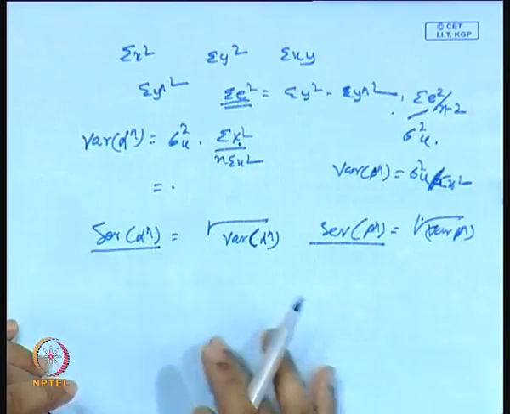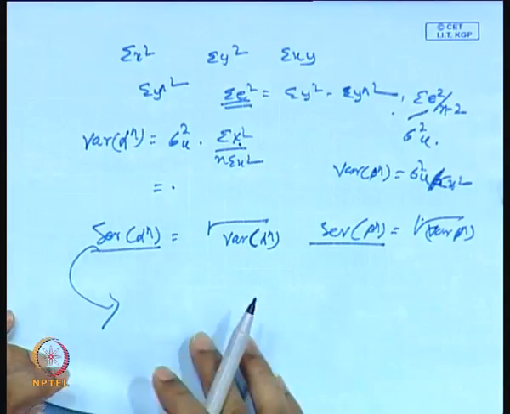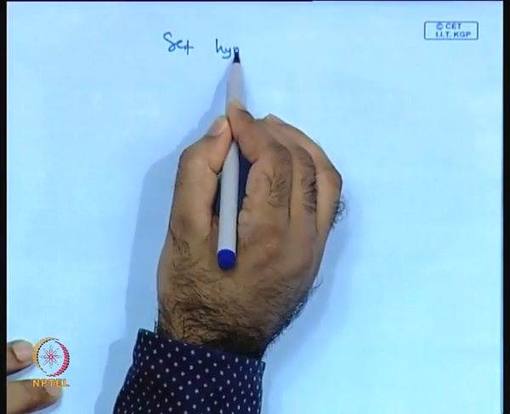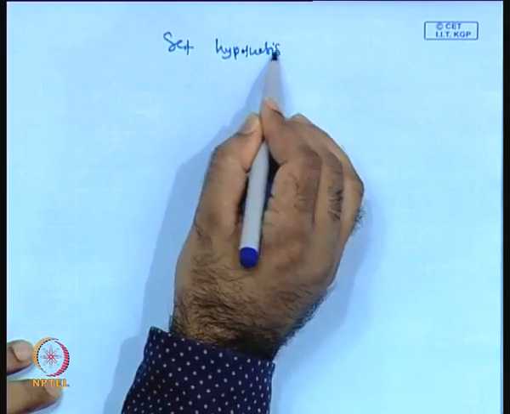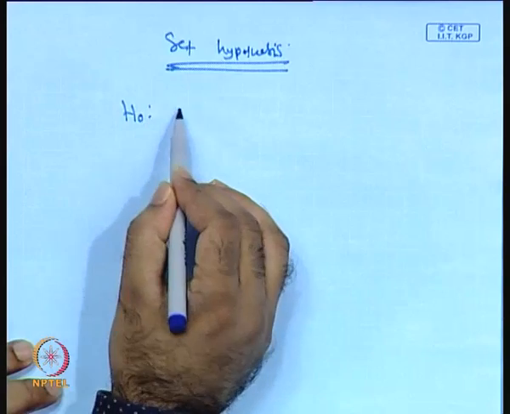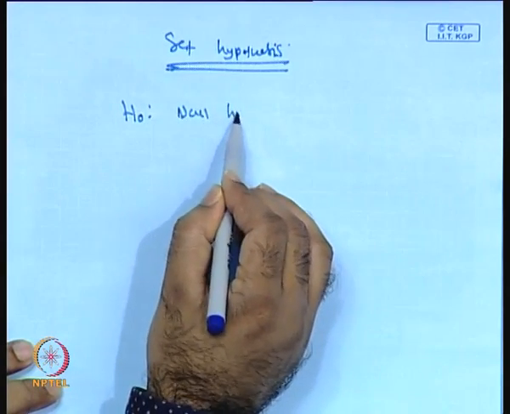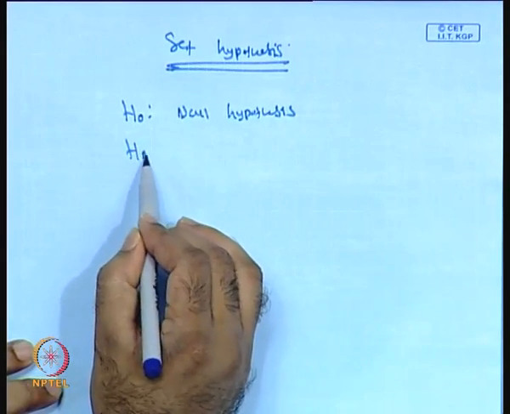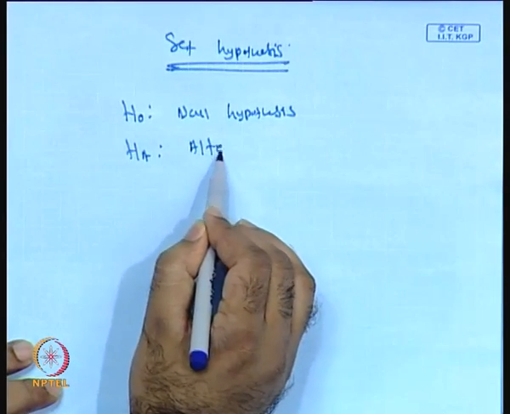Okay. So, before you move to t statistic, there is a need to set the hypothesis. There is a need to set the hypothesis. What is this hypothesis? There are two hypotheses actually. One is called the null hypothesis and the second one is called the alternative hypothesis. Okay.